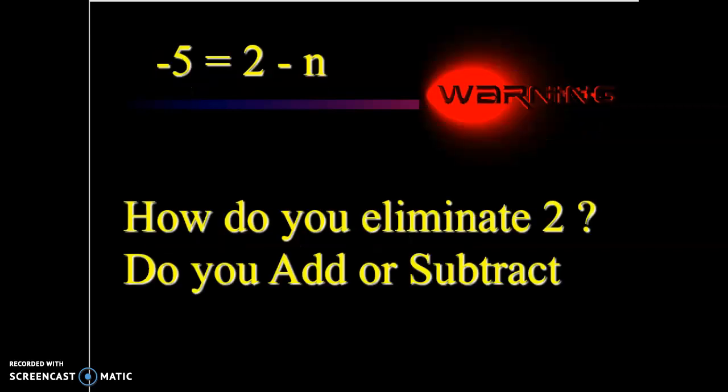Then I have a warning that I wanted you to look at. Take a look at this. How do you eliminate the 2? Now be careful. You have to look at the sign in front of the number. So a lot of students would look at that and say, oh, that must be a negative 2, so I'm going to add 2. No. You look at the sign in front of the number. So in order to solve this, when you look at that, you've got 2 minus n, and so you would subtract the 2, because that's a positive 2. So you would subtract 2 from both sides.